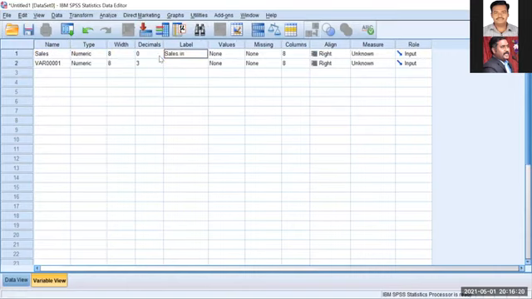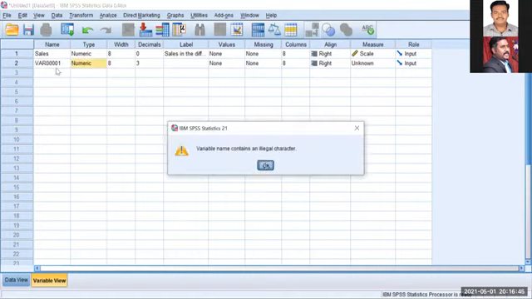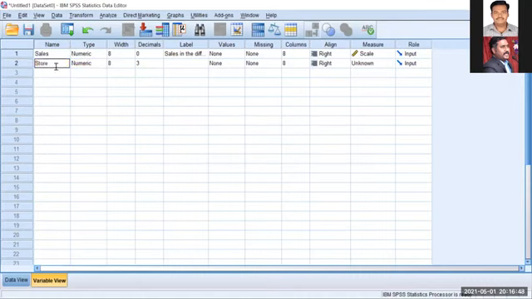Sales in the different population. Okay. Now we are not going to give any value. It will be a scale. And next, what is the next one? Store, right? Store. If you give space, it will not accept. So decimal value is not needed for the store. And types of store.